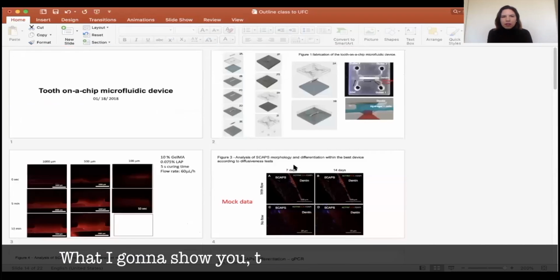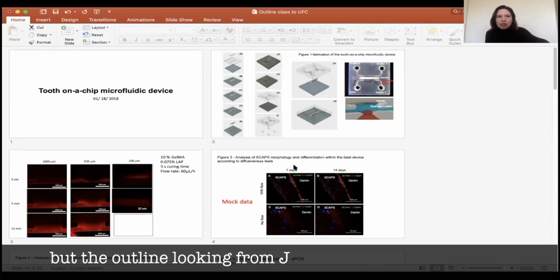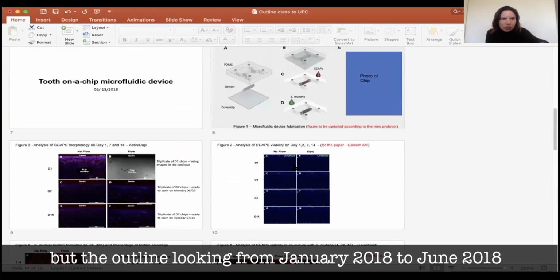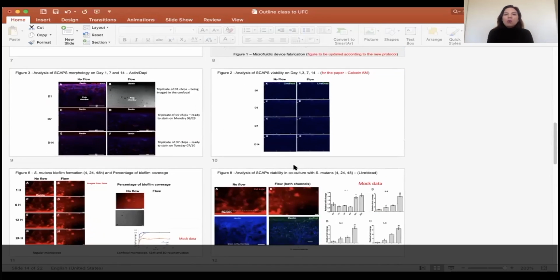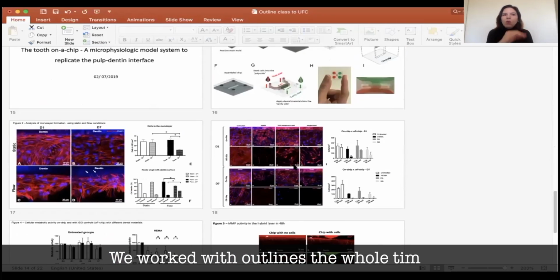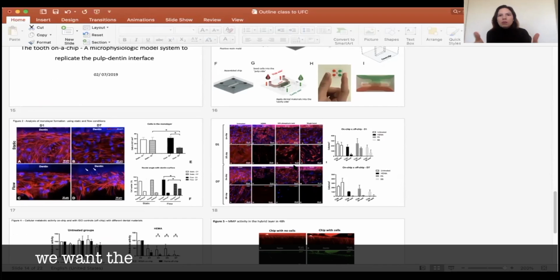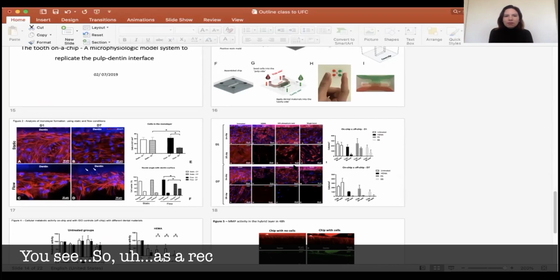What I'm going to show you started before 2018, but the outline you can see is from January 2018 to June 2018, until the publication of the paper in 2019. We worked with the outlines the whole time. And the outlines were our guide to think about the research questions, to think about the aesthetics of the paper, to think about how we wanted the paper to look, the best version of our data, you see?